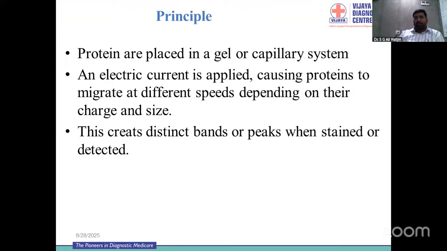Coming to the principle, basically proteins are placed in a gel in gel electrophoresis, and in a capillary system in capillary electrophoresis. Whenever we apply the serum sample in a gel or a capillary system, in that equipment we give an electric current, which causes proteins to migrate at different speeds based on their charge and size. Because of this electric current and this mobility, a peak or a band is created after the staining technique.